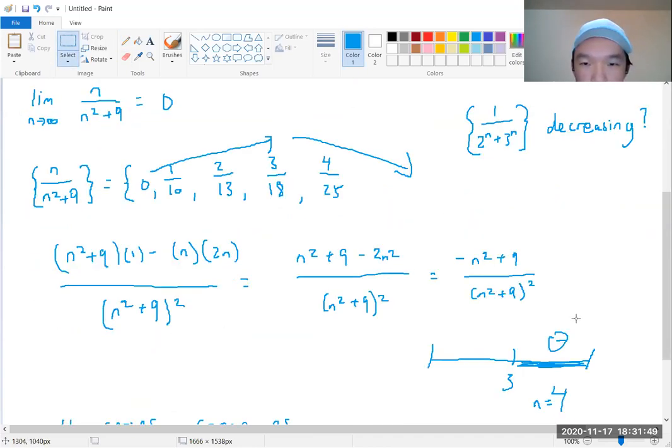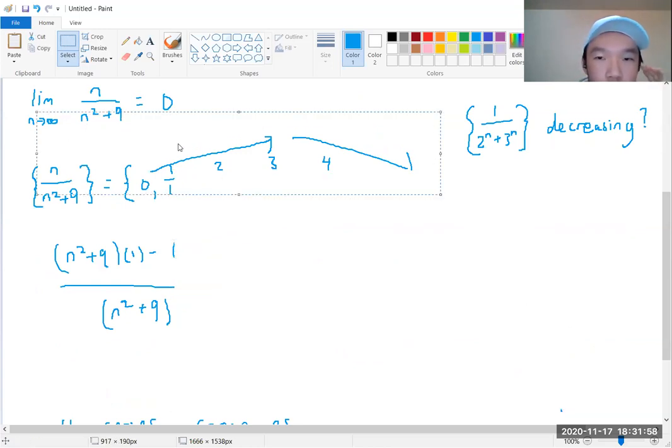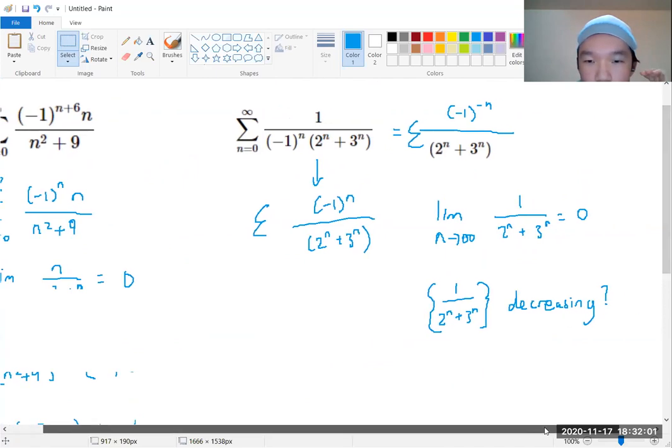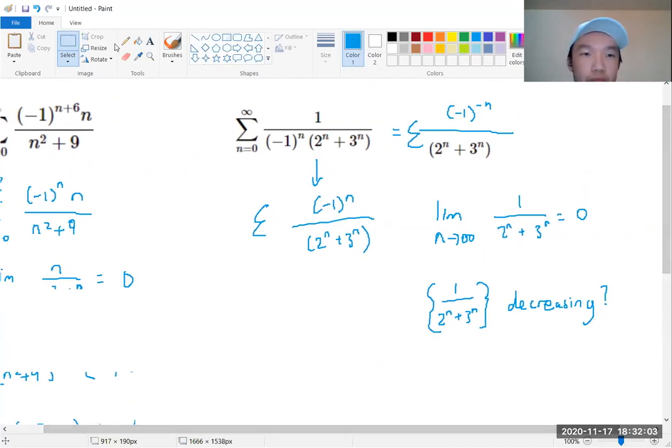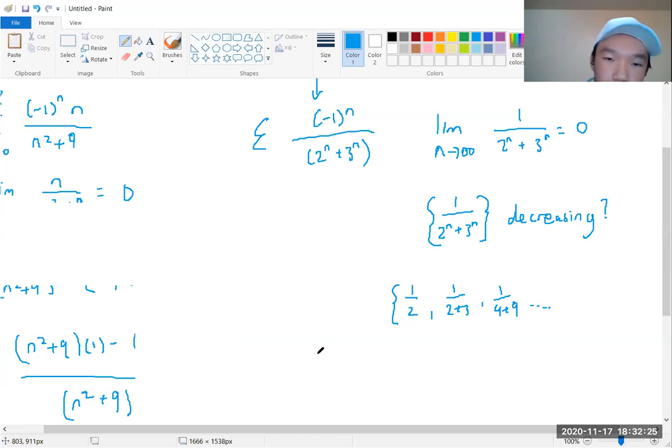Let me just list out some terms just to make sure. So when it's 0, you get 1 over 1 plus 1, then 1 over 2 plus 3, then 1 over 4 plus 9. Yeah, this is fine. This is definitely decreasing. Yeah, okay, cool. So this also converges.